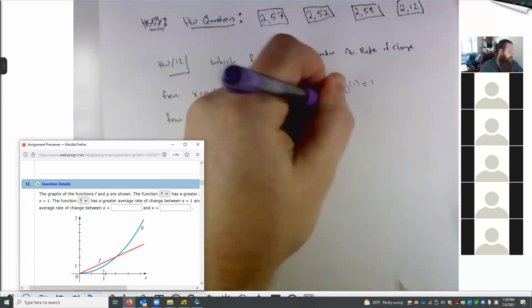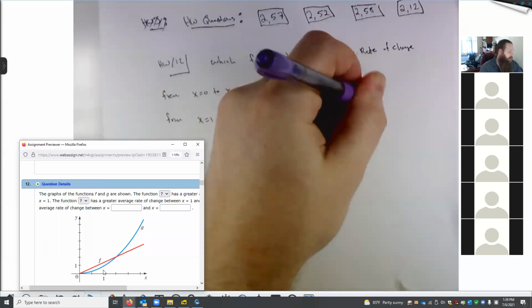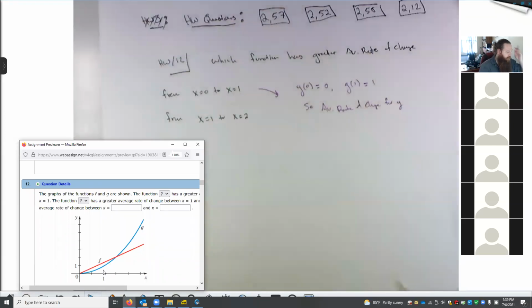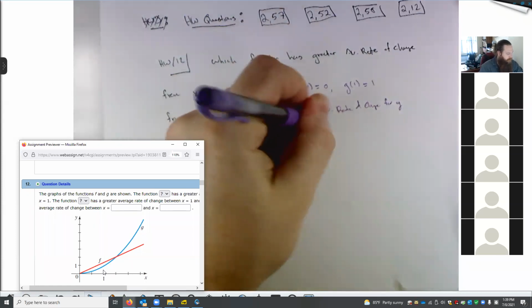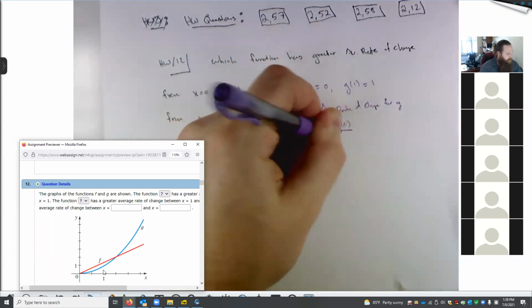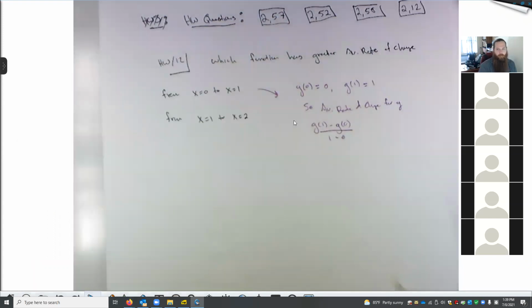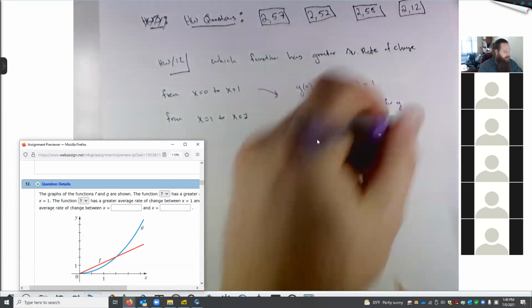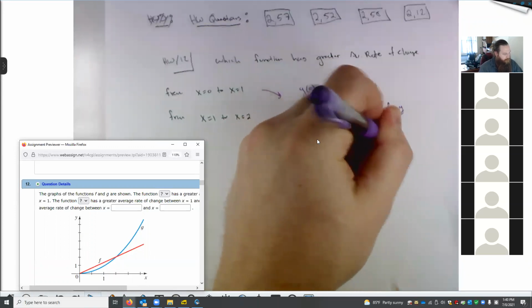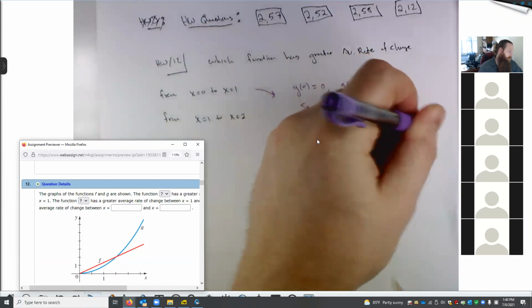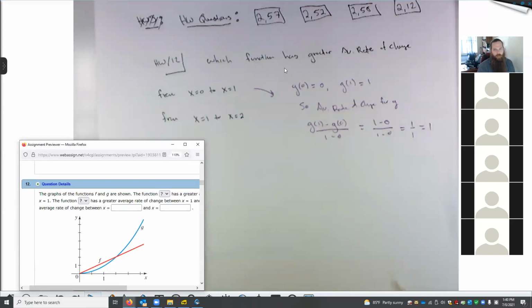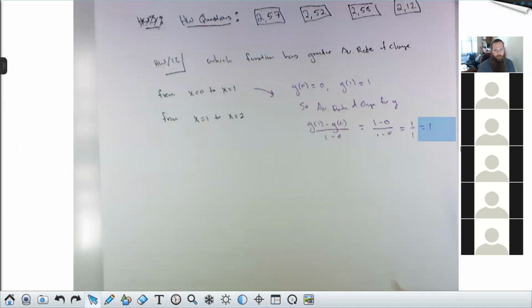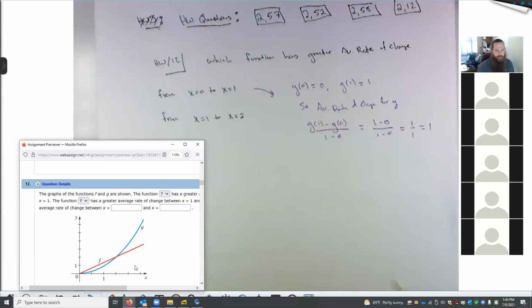So the average rate of change for g from 0 to 1 is going to be g of 1 minus g of 0 divided by 1 minus 0. Right, that's the formula for average rate of change. Since g of 1 is 1 and g of 0 is 0, this is 1 minus 0 over 1 minus 0, which is 1 over 1, which is 1. So it looks like the average rate of change for g from 0 to 1 is 1, or very close to that. This looks like it might be a tiny bit smaller than 1, but definitely at least 1. Very, very close to 1, I should say.